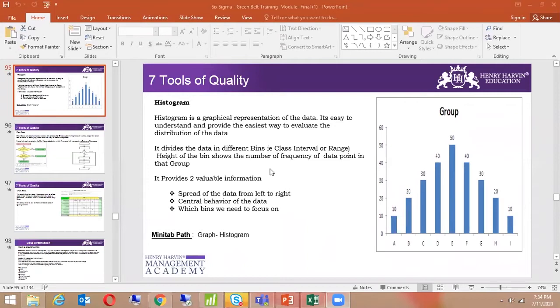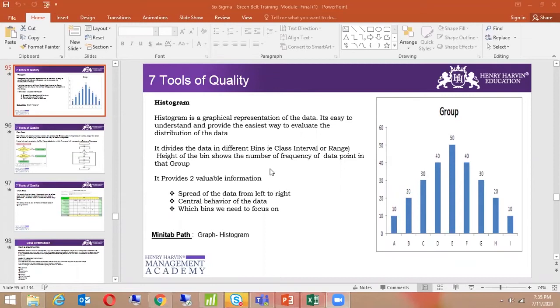A histogram is a graphical tool which helps us look at the data in a different way. It gives us the class intervals. You must have heard about class intervals during your school times, where a range has been given. So the histogram tells me the overall spread, the class intervals, which are also known as bins, and the central behavior of the data, where my central tendency is, and also the spread from left to right.